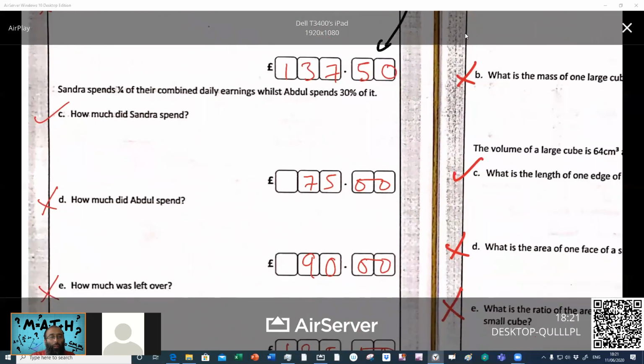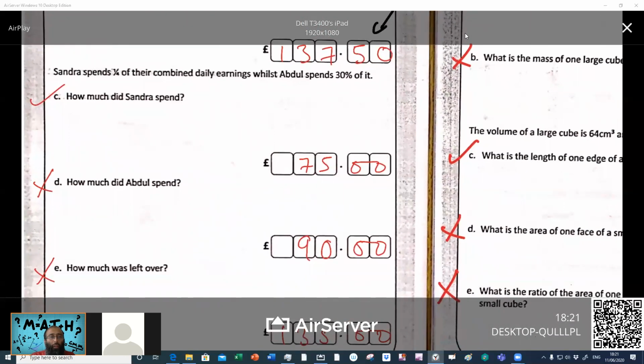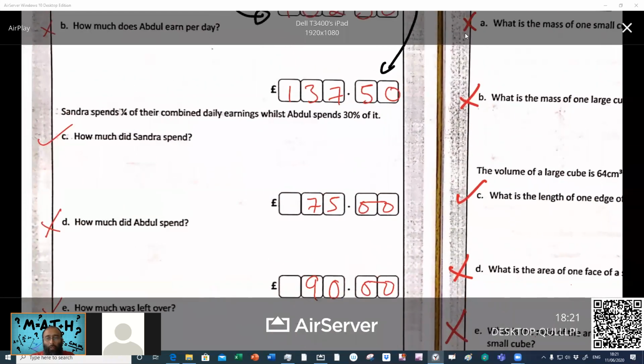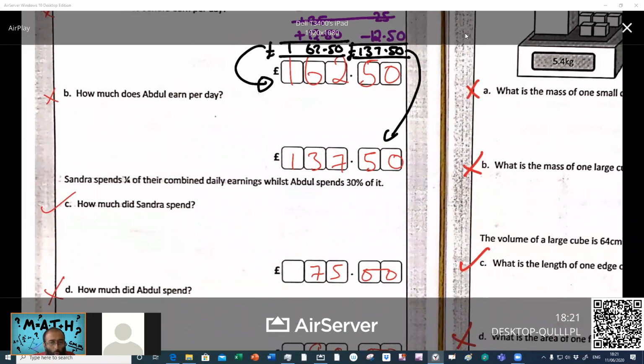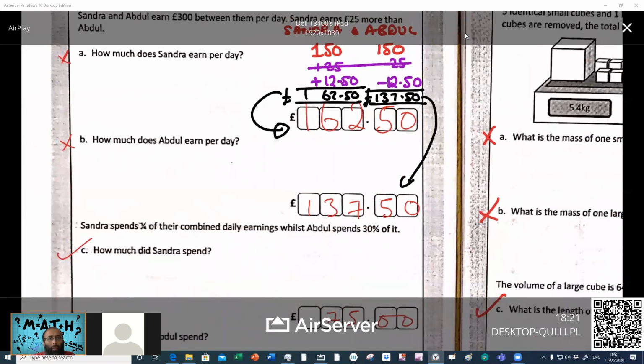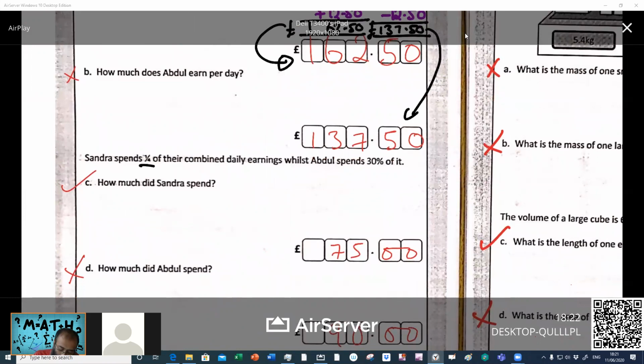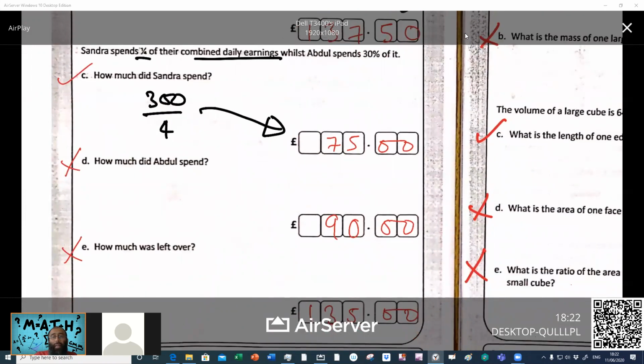Okay, next question. Sandra spends a quarter of the combined daily earnings while Abdul spends 30% of it. How much does Sandra spend? Well, Sandra spent a quarter of the combined daily earnings, so the combined was 300 and she spends a quarter, done. How much does Abdul spend? Abdul spent 30% of it, so he spent 30% of 300.